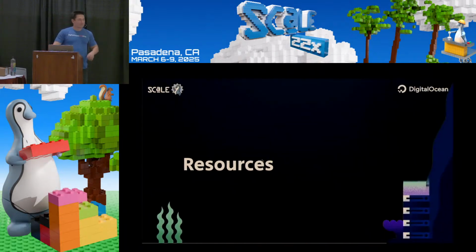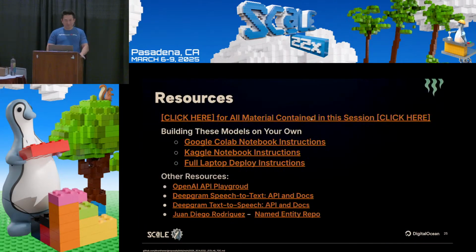Resources: I will tweet, if you follow me on social media, Bluesky, X, Twitter, LinkedIn, I'll tweet out the slide deck and everything. You can click the link at the top, which will take you to my GitHub repo to build all of this stuff at home. And if you don't have a computer with a GPU on it, I have a Google Colab notebook for everything that I did here, and also a Kaggle notebook for everything that I did here. So you can build the question classifier, you can build the named entity recognition.